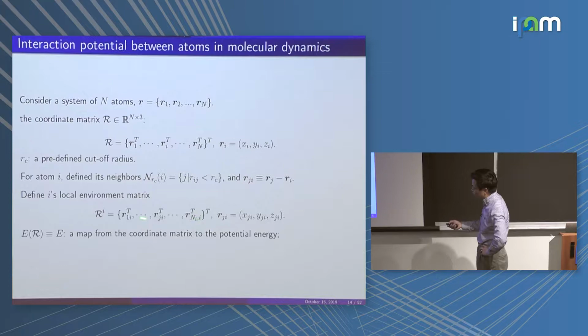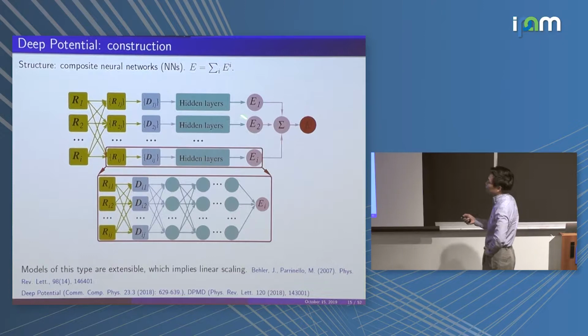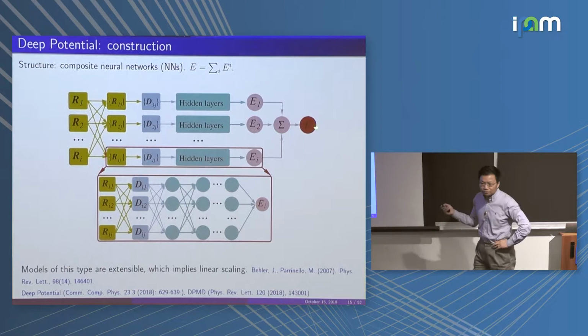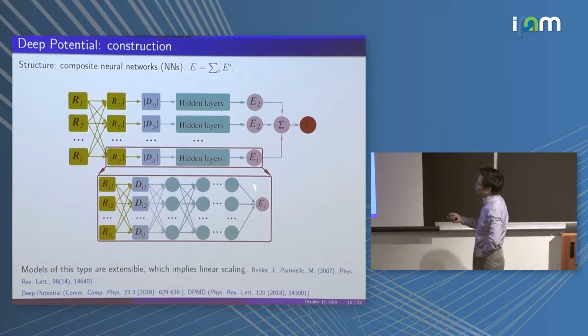So here is the network structure that was first proposed by Behler and Parrinello in 2007, when neural networks were not that popular. You have these atoms. Each one of these atoms has a sub-neural network. For each atom, the input to the sub-neural network is the coordinates of the neighbors of that atom. And then you do some fitting, a neural network, whatever, and in the end come up with the accurate energy. So this is the basic network structure. Having this network structure enforces that the system is additive, so linear scaling. If you have more atoms, you just add more.